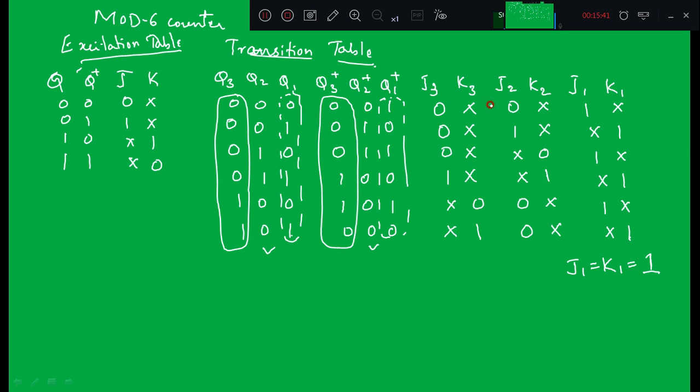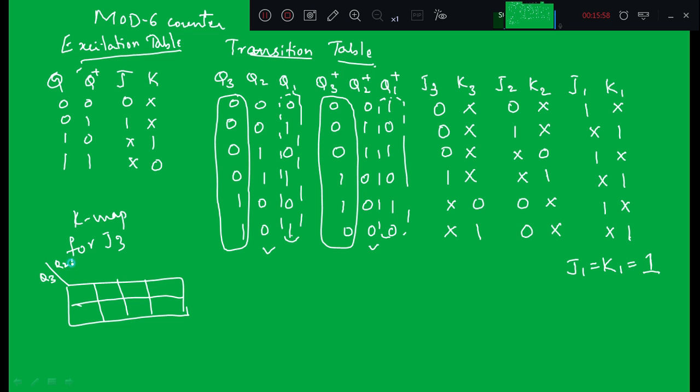For the other 4 inputs J3 K3 and J2 K2, you need to put K map. First we will see K map for J3. This is Q3 Q2 Q1, 0 0 0 1 1 1 1 0. There are 3 inputs, so we have to put a 3 input variable K map. 0 0 0 0 0 0 1 0 0 1 0 0 0 1 1 1. Next 1 0 0 don't care, 1 0 1 don't care, and for other combinations put don't care. This one is combined with this don't care, and we can write J3 is equal to Q2 into Q1.